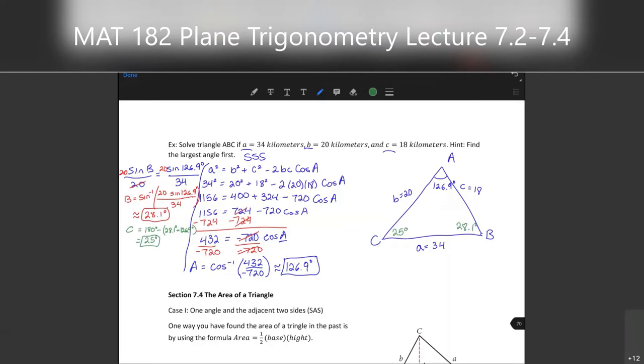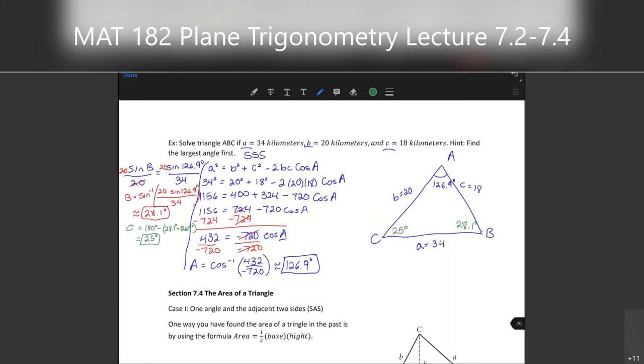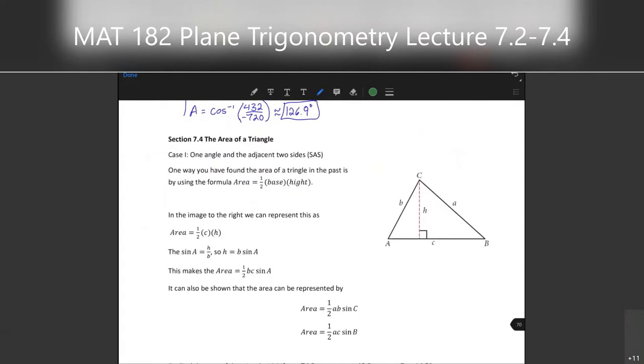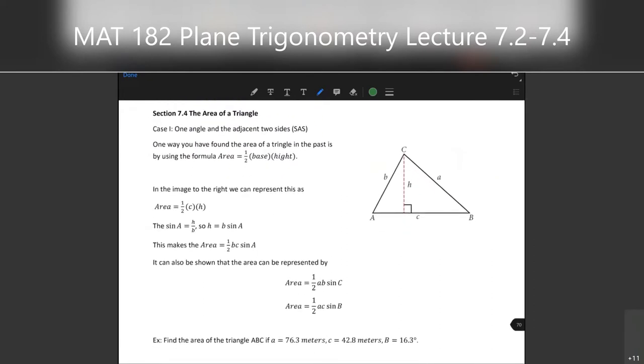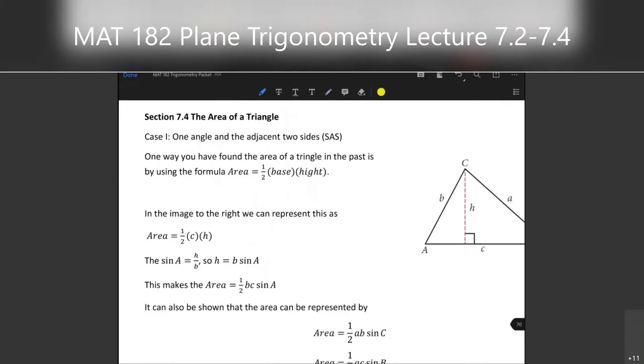All right, we are down to the last section for chapter 7, which is some area of the triangle problems, again, of some non-right triangles. There are going to be a few specific ways we're going to be finding areas of triangles for different angle-side combinations. The first case we're going to consider, I'll highlight here, case number one, is finding the area of a triangle that has a side-angle-side arrangement. So that would be one angle and the adjacent two sides.